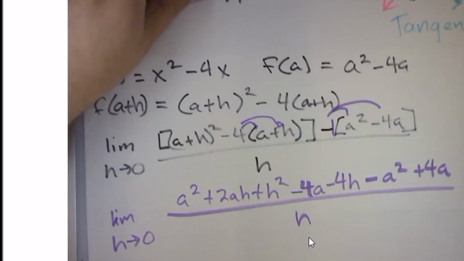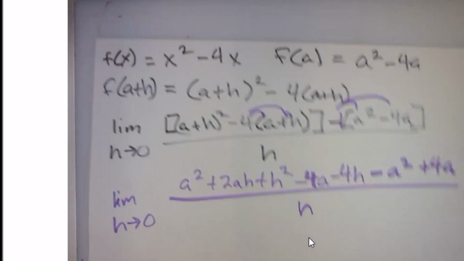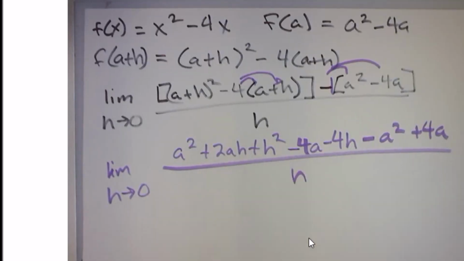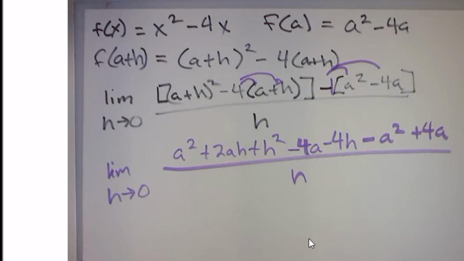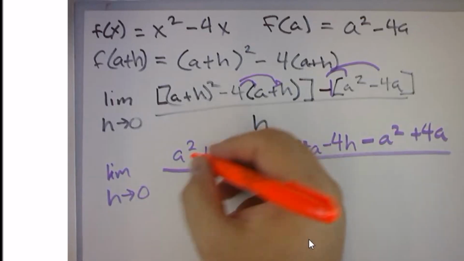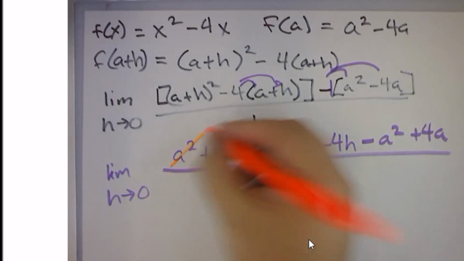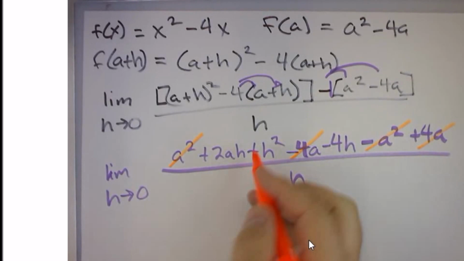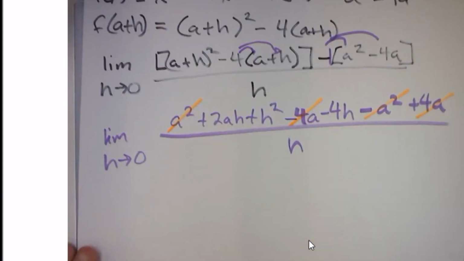Let me zoom in here. So now at this point, every term that does not contain an h in it should cancel. If it doesn't, Mr. Adams made a mathematical error somewhere. But you didn't. You're a wizard. So now a squared minus a squared, those go away. Negative 4a, positive 4a. I have 2 terms left, and both of them have h's in them.